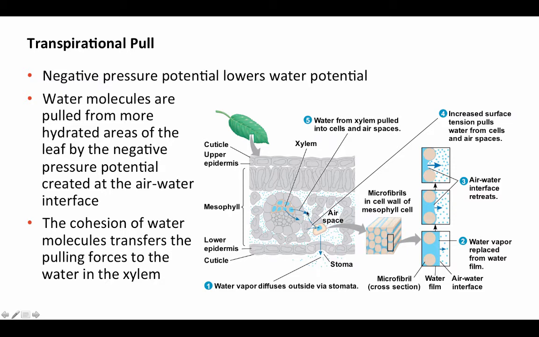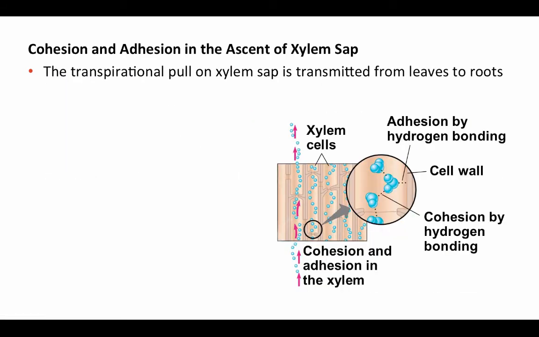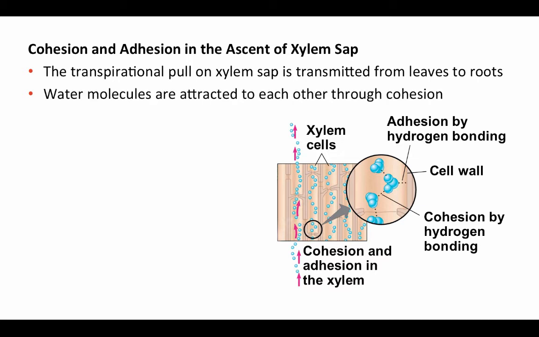So as this air in the air spaces becomes drier, as water is moved due to this evaporation, the cohesion of water molecules is going to start pulling water out of the xylem and into these air spaces and into the cells that are losing water. And this transpirational pull on the xylem sap is going to be transmitted from the leaves all the way to the roots by the cohesion of the water molecules.